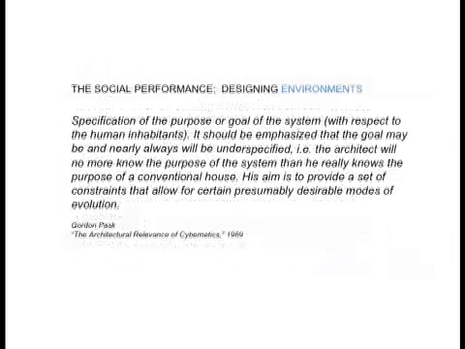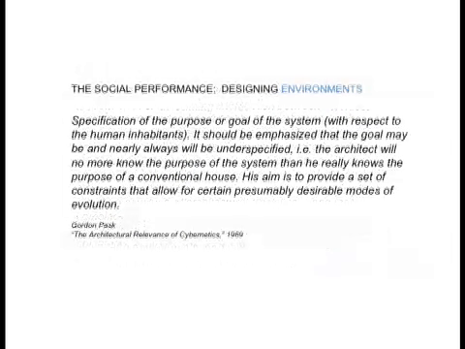He says, "Specification of the purpose or goal of a system with respect to the human inhabitants should be emphasized; the goal may be, and nearly always will be, underspecified." This question of underspecification is what I'd like to pursue a little bit. What do we mean by underspecification? "That is, the architect will know no more the purpose of the system than he really knows the purpose of a conventional house. His aim is to provide a set of constraints that allow for certain presumably desirable modes of evolution."